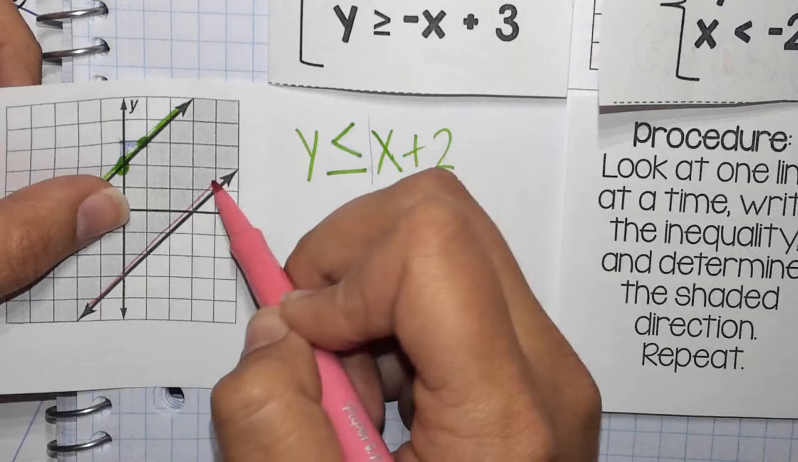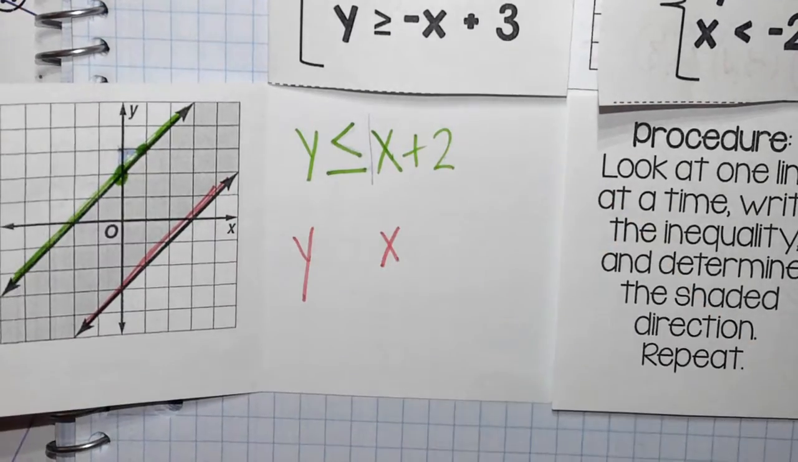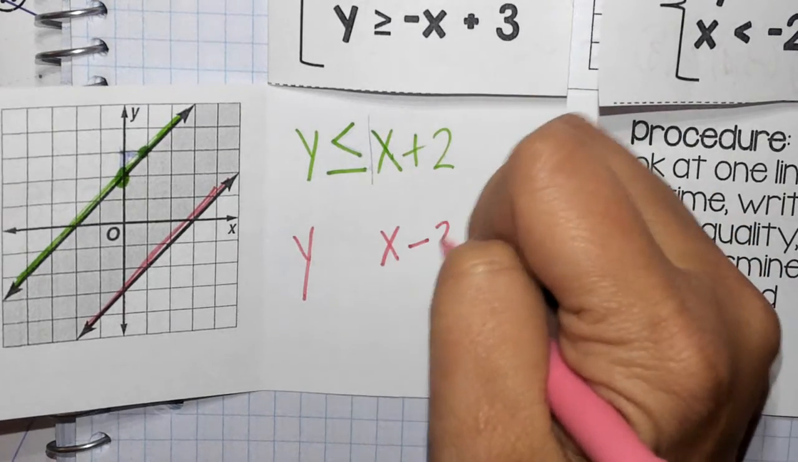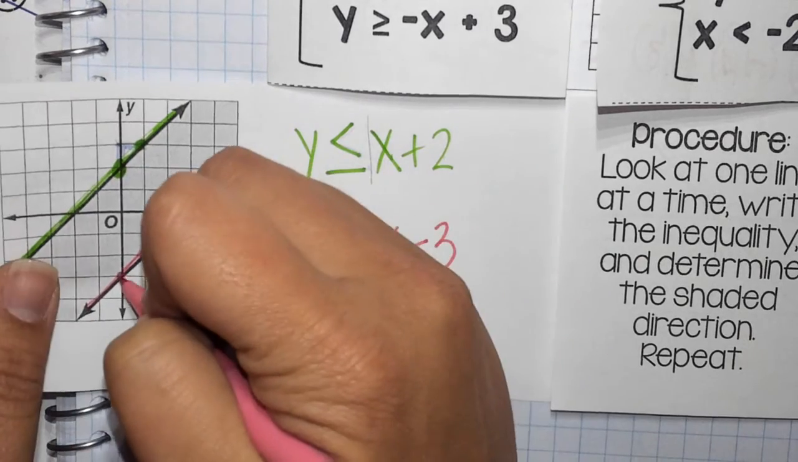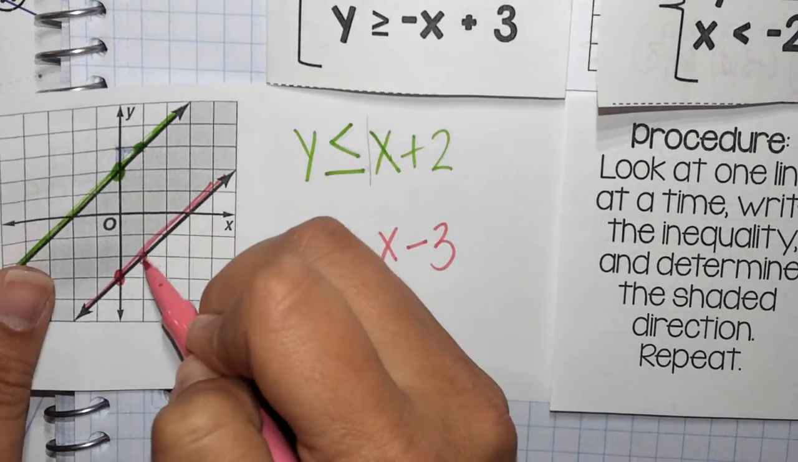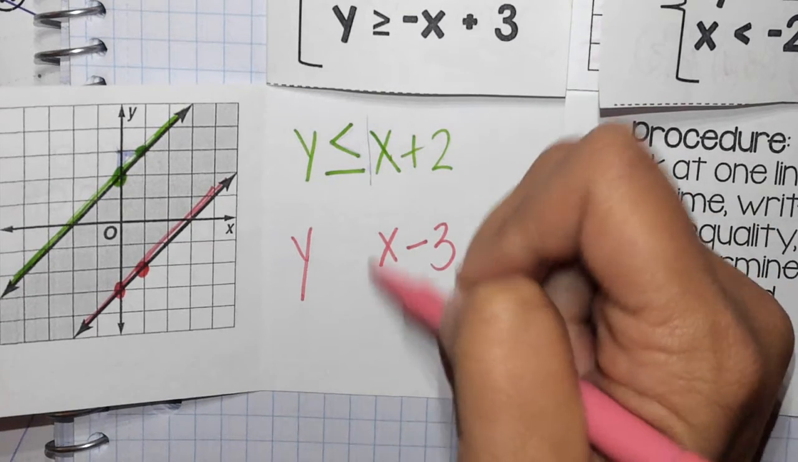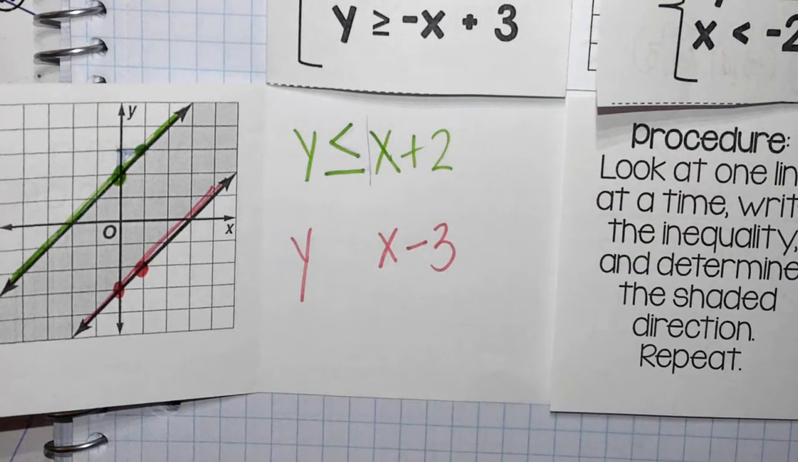Now let's look at this. Let's write a y. Let's write an x. Where does it cross the y-axis? -3. So is that going to be a +3 or -3? -3. Now, we go from this point and go to the next grid crossing. So what's our slope? Up 1, right 1. So is that a +1 or negative? Positive, because we're going up and to the right.